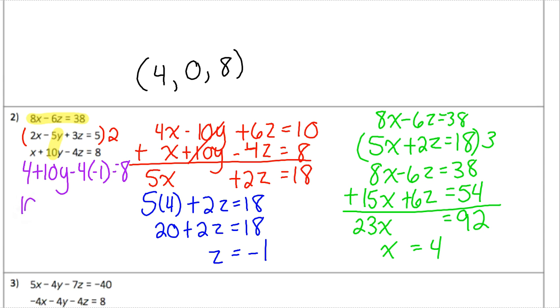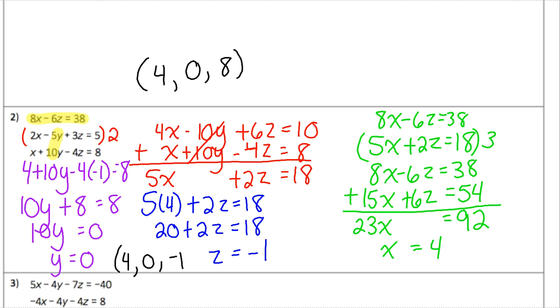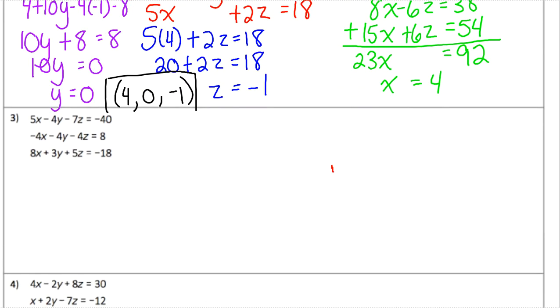So we've got that combining like terms here. I get 10y plus 8 equals 8. And then when I simplify there, I get that 10y equals 0. So y is 0. So those are my three parts. If I write my final answer as an ordered pair with three terms, it's 4, 0, and negative 1 as my final answer. For number 3, again, I'm just going to give you the answer. I'm not going to go through the whole thing, but if you solve this one, you should get negative 4 for x, negative 2 for y, and 4 for z.